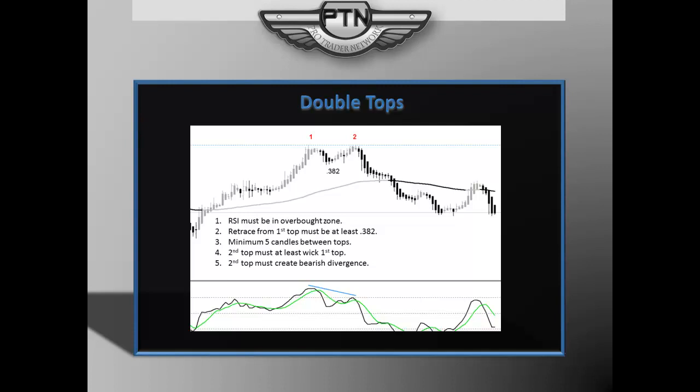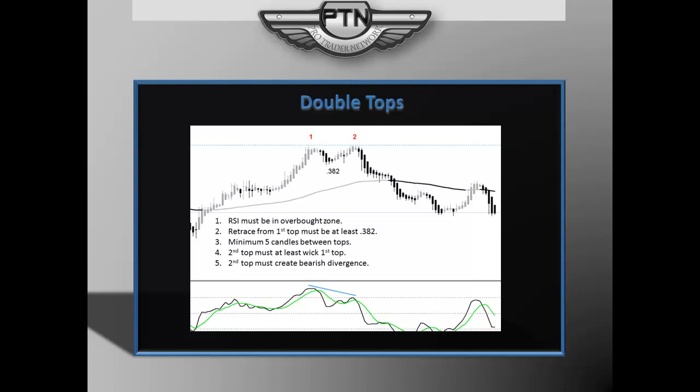The second top must at least wick the high price of the first top. Wick means that it'll just approach that price. It may close below that price, but in that price action, it at least reaches that price of the first top. The second top must also create bearish divergence.